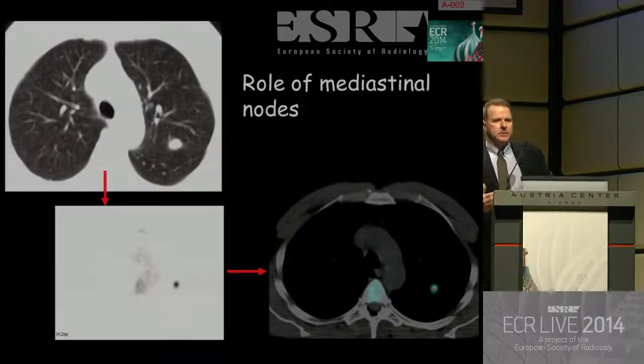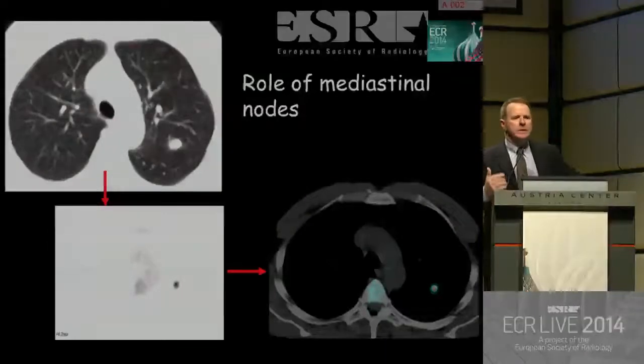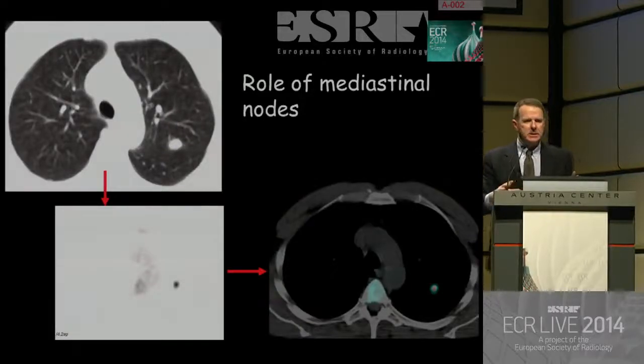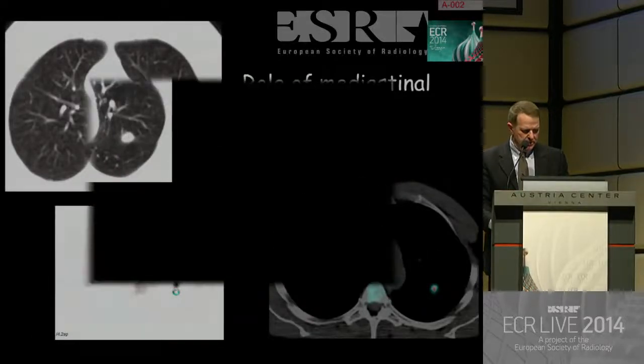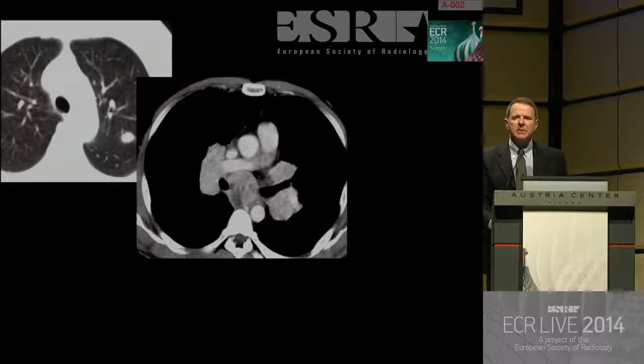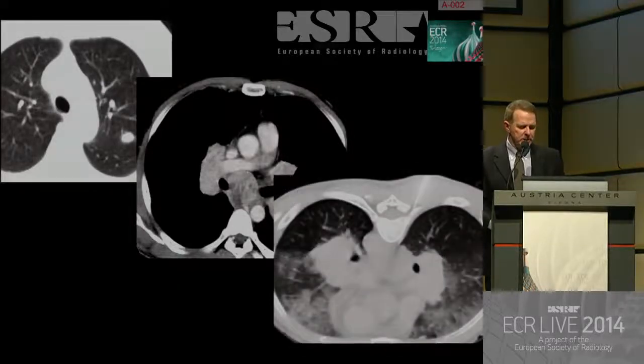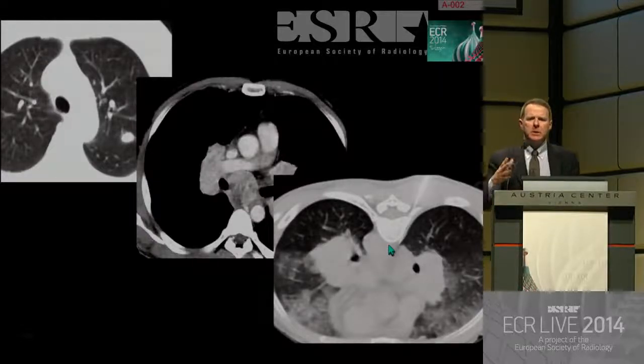The mediastinal nodes. Mediastinal nodes are often present in lung cancer, and this brings us away from the lung into the mediastinum, because sometimes we prefer to sample mediastinal nodes rather than a small lung tumor like in this case. Sometimes the lymph nodes are much bigger than the tumor, but they are located in more difficult positions. So you have to do something anyhow to reach those lymph nodes.